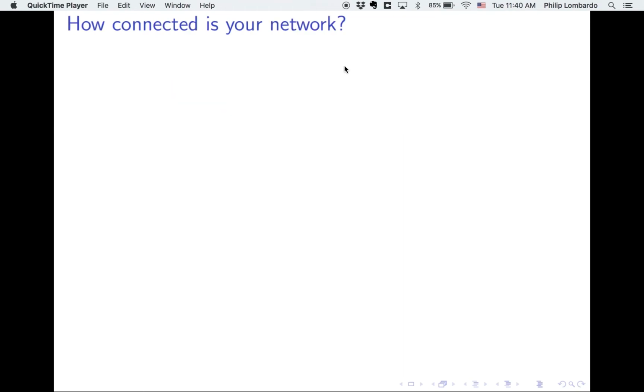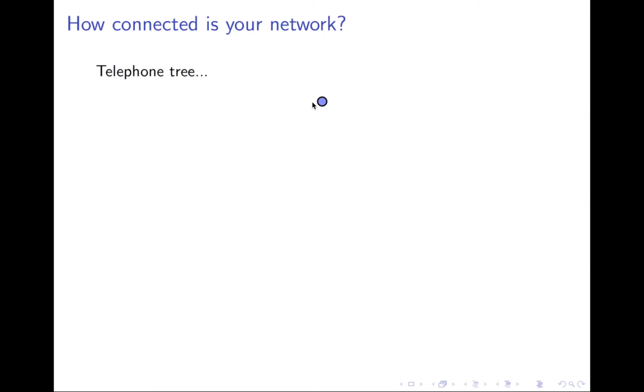Let's consider one more important metric. This time we want to focus on the question, how connected is your network? To explore this, I want to use an example. Many of you will be familiar with what a telephone tree does. The idea is we want to disseminate a lot of information, but we don't want to put too much of the responsibility on any one person for making sure the information gets to everybody in the network.